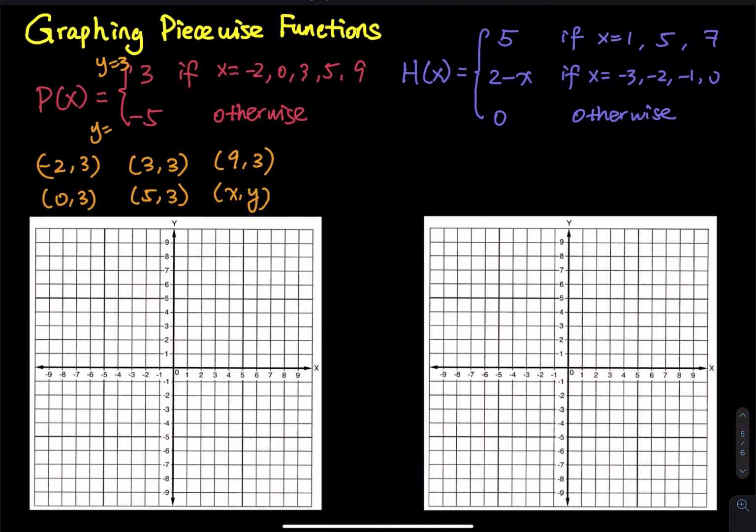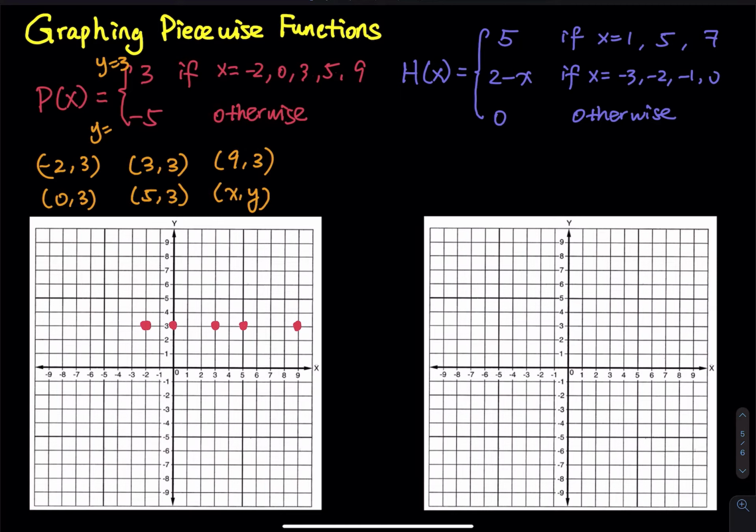So let me graph the first piece for you. So -2, 3. This is one individual point, and then 0, 3, and then 3, 3, and then 5, 3, and then 9, 3. Right, so that is the first piece. y equals 3 if x equals one of those 5 values. And then y equals -5 otherwise.